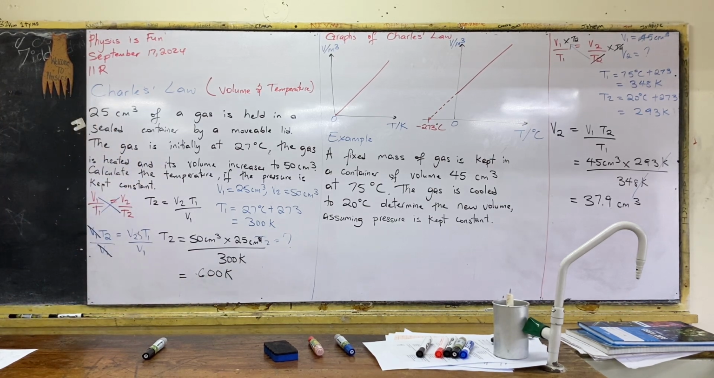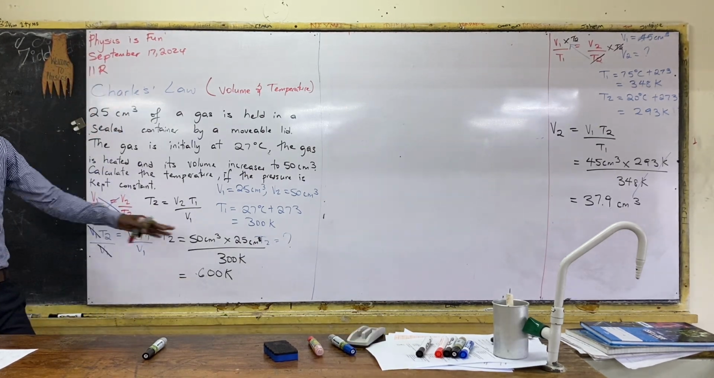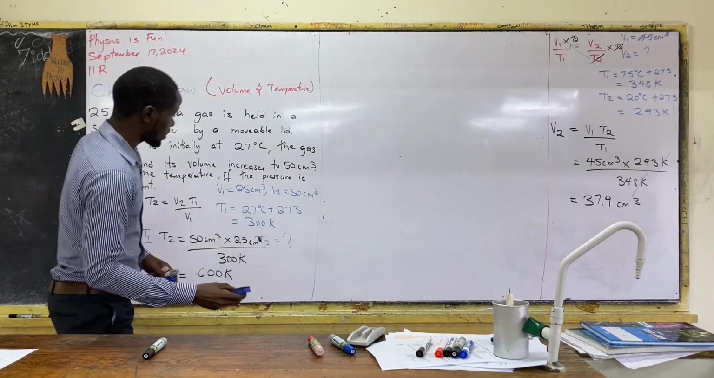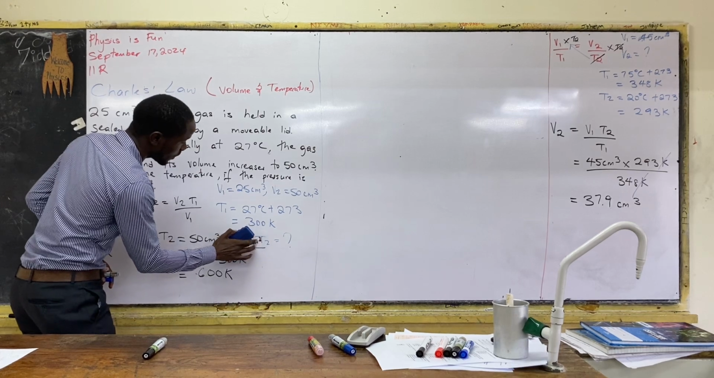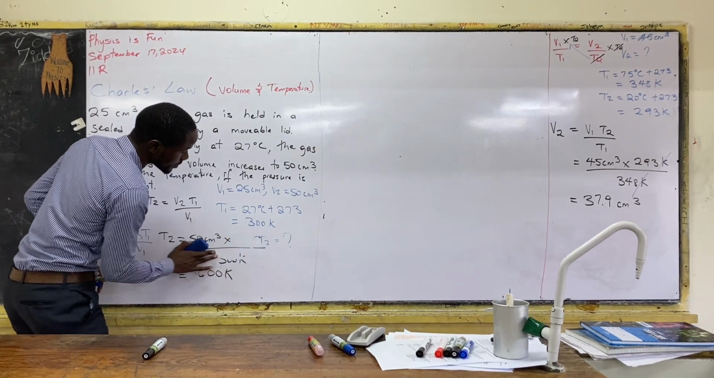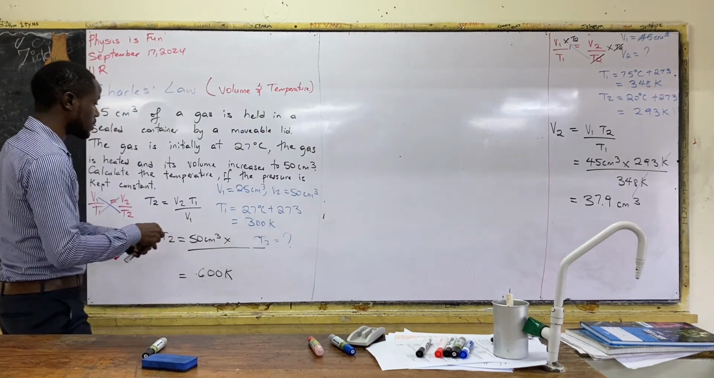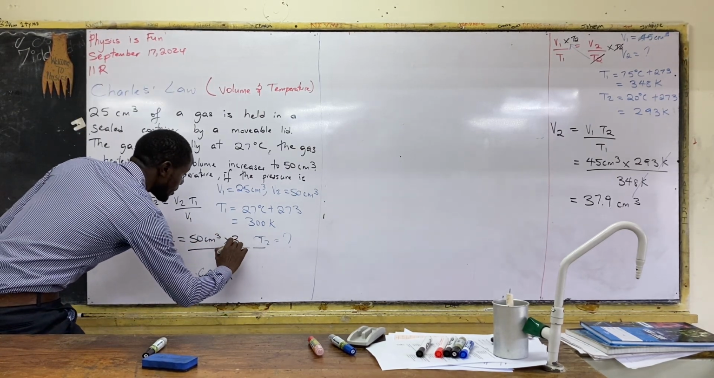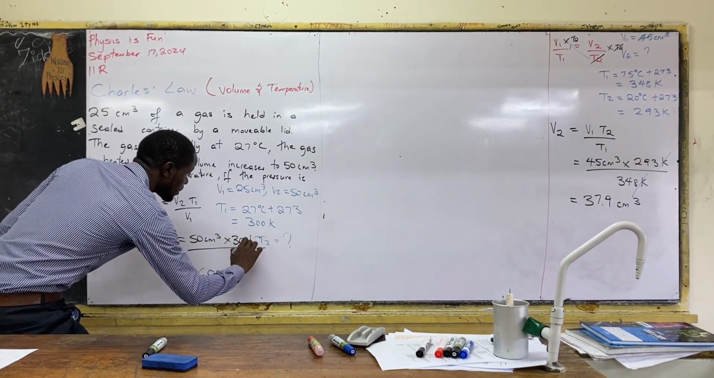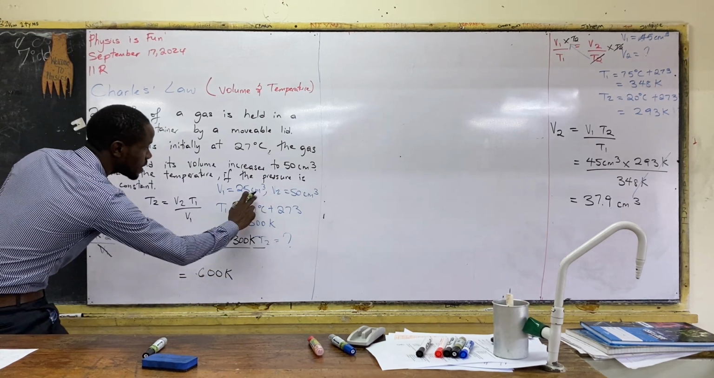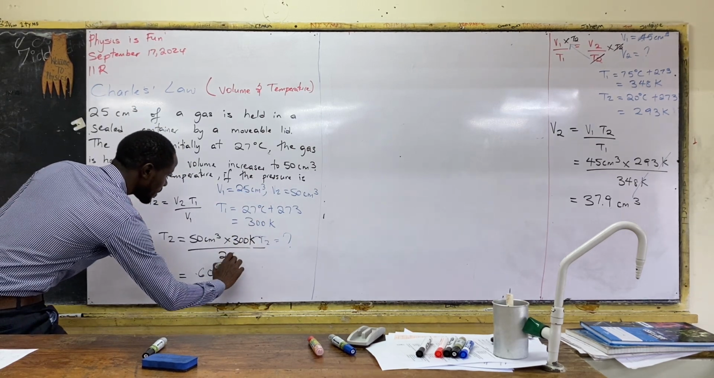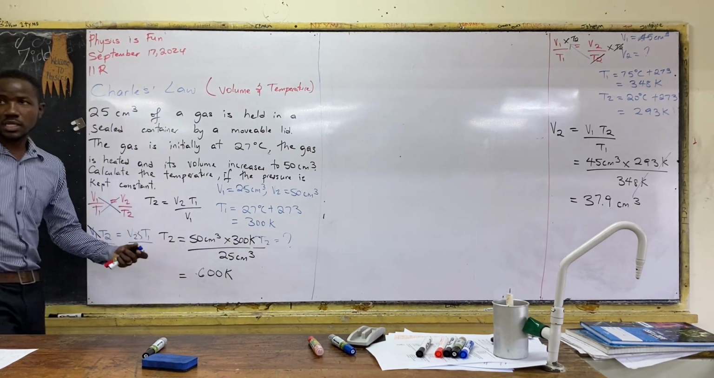Right? 600 Kelvin. So we see the relationship, okay? Notice that we made a mistake right here. This should be T1 right here. So this is 300. The answer is still going to remain the same. And V1 is 25. Still going to get 600.